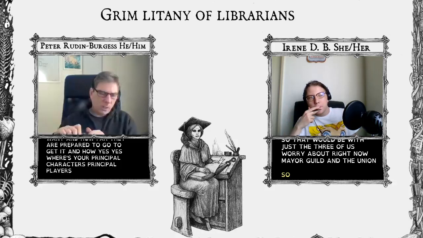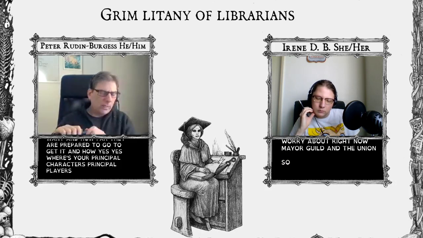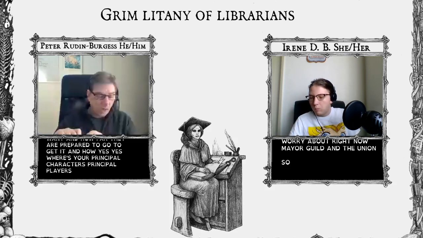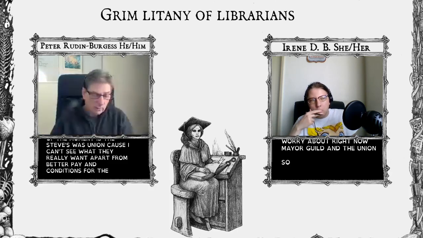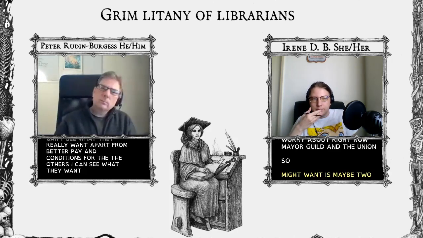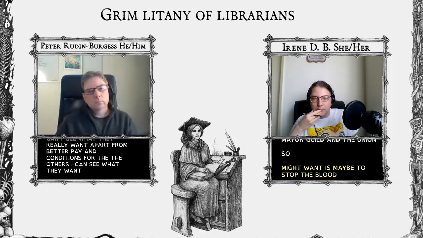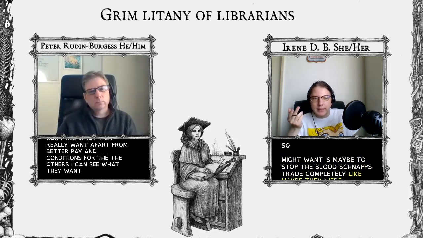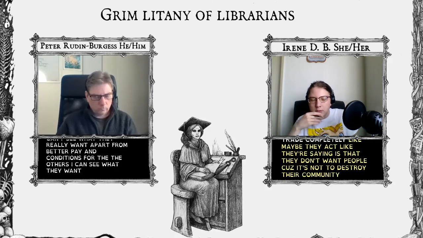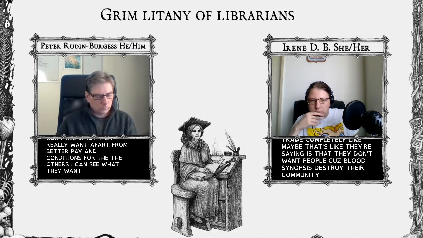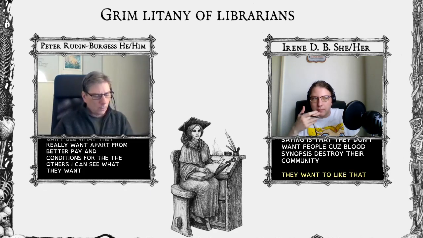So the weakest one at the moment is the Stevedores Union, because I can't see what they really want apart from better paying conditions for their union members. The others, I can see what they want. What they might want is maybe to stop the blood schnapps trade completely. Maybe that's their thing, because blood schnapps is destroying their community. So maybe they want that.